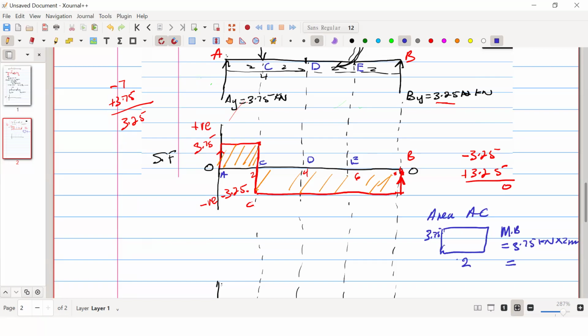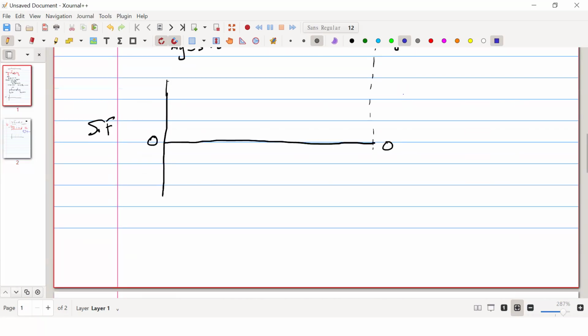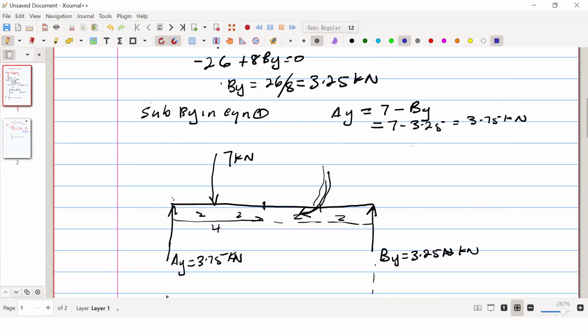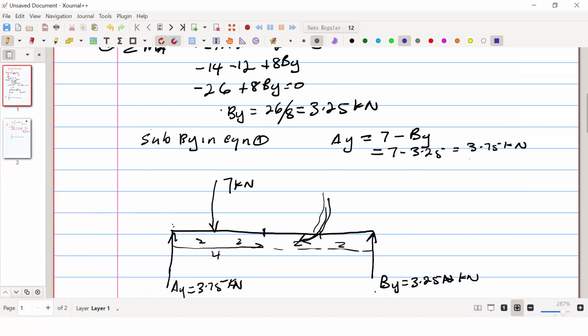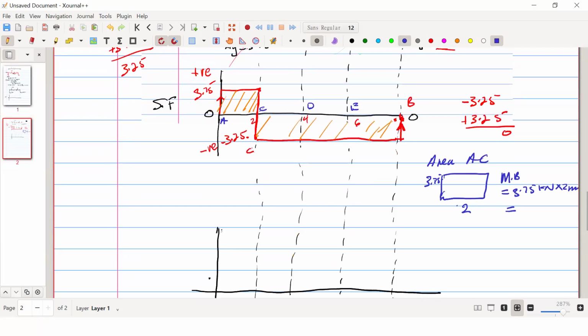Was that correct? Or did I have the right figure? Make sure I have the right figure, right place. Let me make sure. A was 3.75, right? And B was that. Make sure. All right, good. So that gives me 7.5.